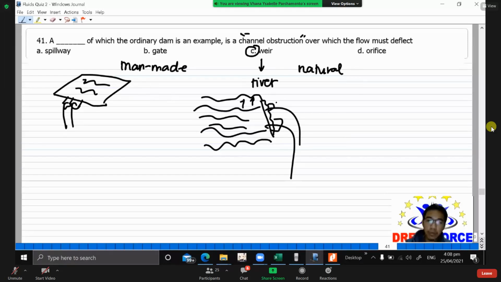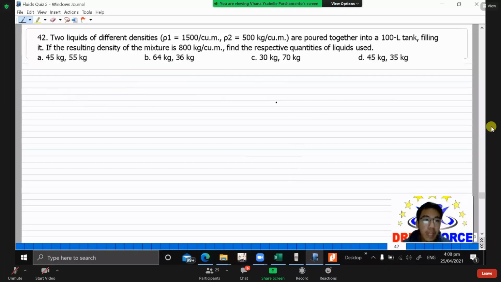Okay, next, number 42. Two liquids of different density. Density 1, 1,500 kilograms per cubic meter. Density 2, 500 kilograms per cubic meter, are poured together into a tank of 100 liters volume. So, if the resulting density of the mixture is 800 kilograms per cubic meter, find the respective quantities of liquid used.